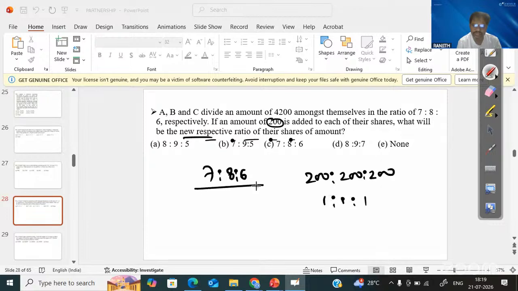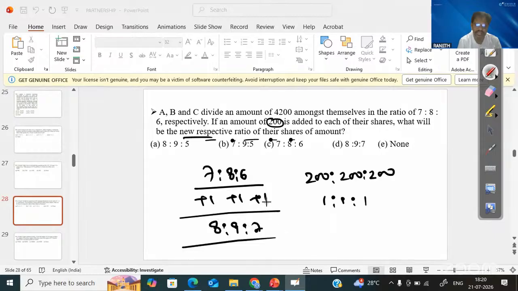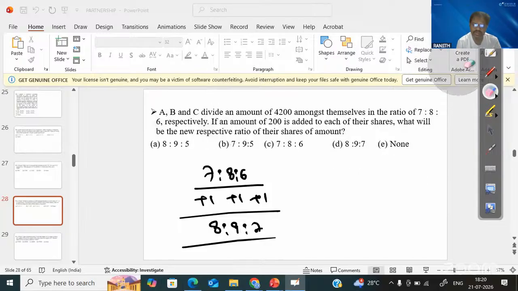So initial ratio is 7, 8, 6. For the final ratio we need to add plus 1, plus 1, plus 1. The answer will be equal to 8 is to 9 is to 7. Answer is 8, 9, 7. So if you want to find out, also you will get the same answer.